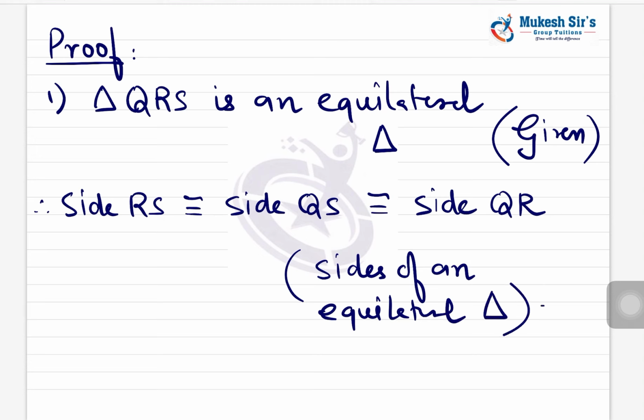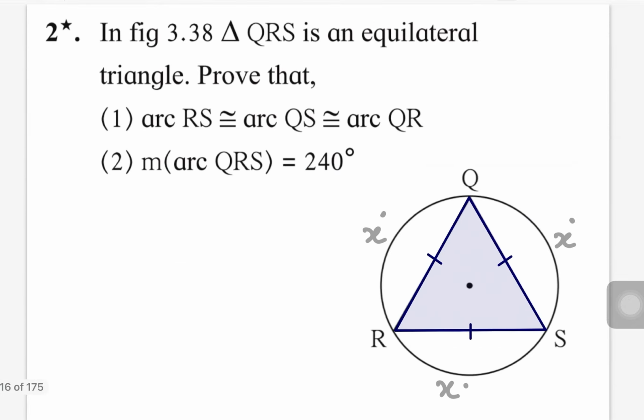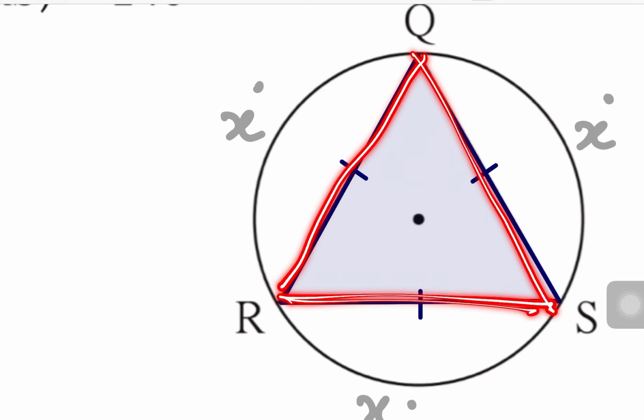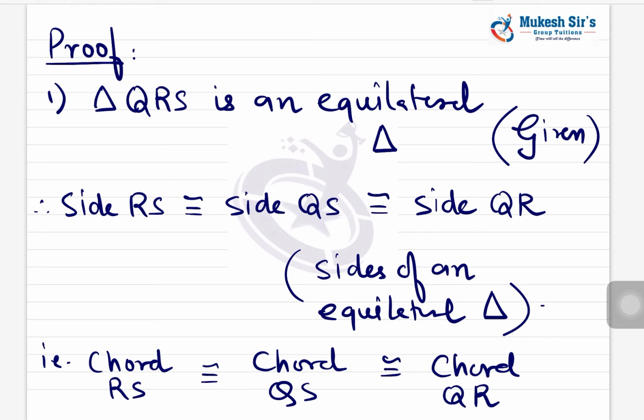Now these sides are nothing but the chords. So chord RS is congruent to chord QS is congruent to chord QR. These three are chords of the circle. This chord is equal to this chord is equal to this chord. If the chords are equal, then the corresponding arcs are also equal. So you can write that.